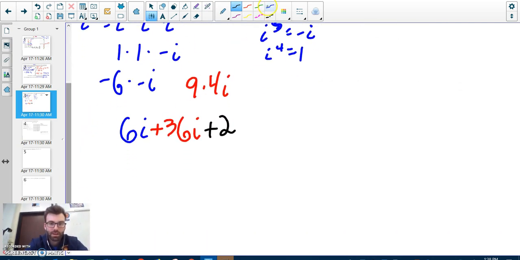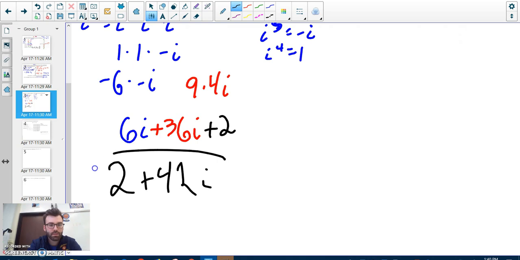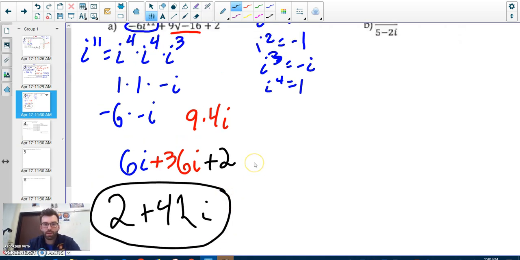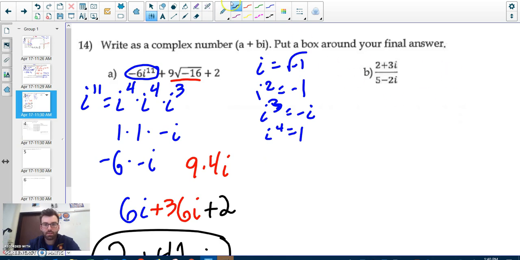I want to combine my like terms, and always write my non-complex number first. So I get 2 plus 42i. You always want to write it as a plus bi, so I want my complex number to come second. Okay, letter B. Here we go.